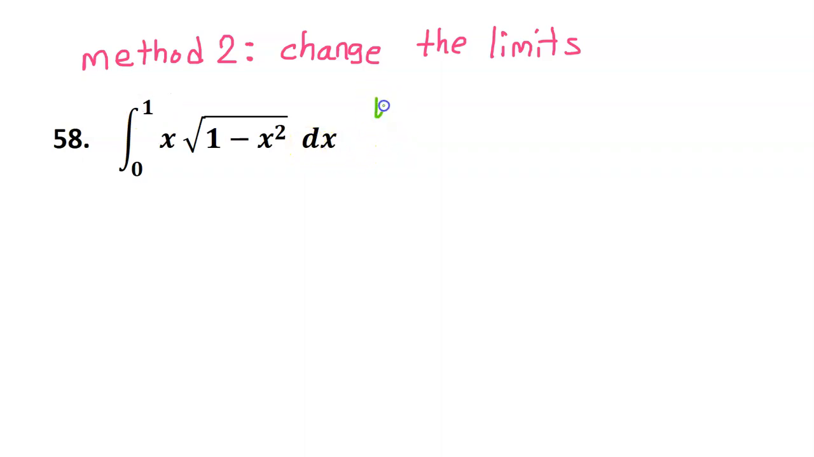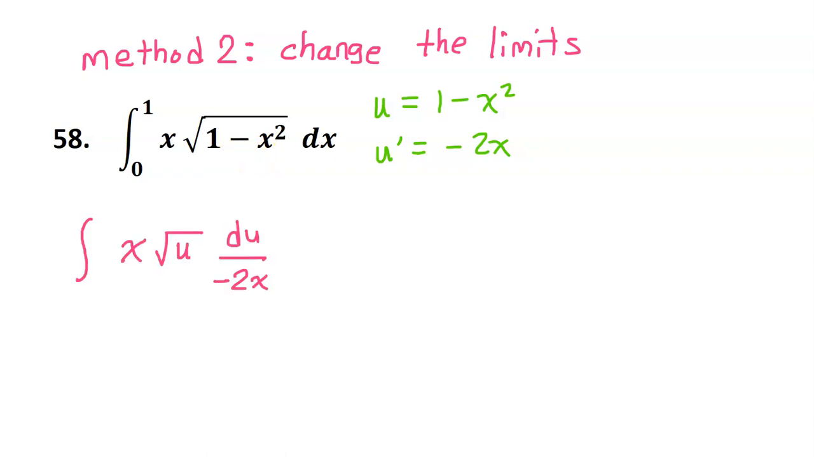We begin the same. Let's let u equal 1 minus x squared. That means u prime will equal negative 2x. Let's do that substitution. As before, we do the substitution and we get this, and we put du over u prime, and we notice that the x's cancel out, so on the next step we will have a negative 1/2 in the front. But here's the difference.